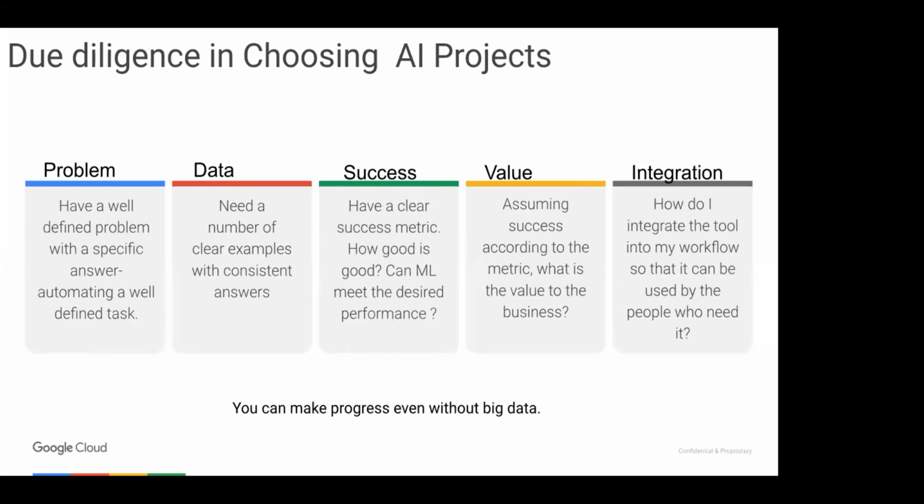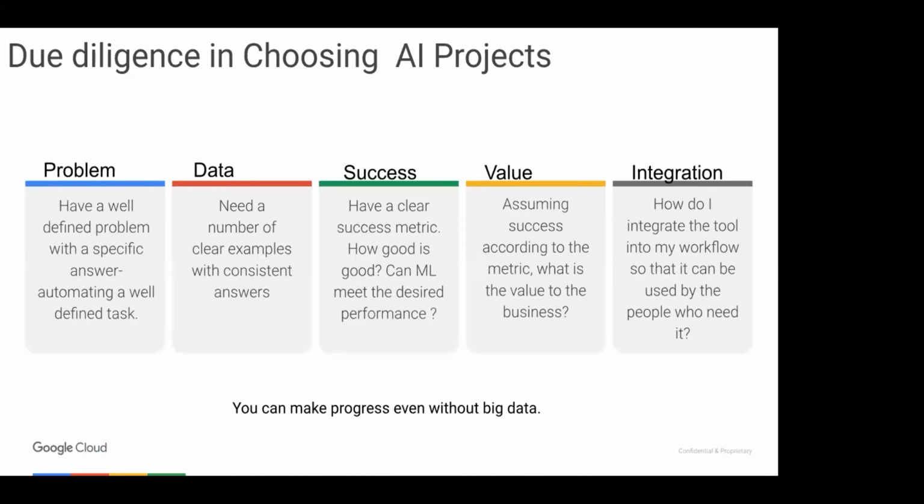And there has to be a sufficient number of examples with consistent answers. You don't have to have large, big data all the time, but you have to have consistent, true answers. Like, for example, in our case, diabetic retinopathy, we validated with various radiologists, and the label has to be accurate in most instances. Then success.